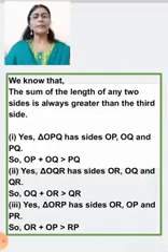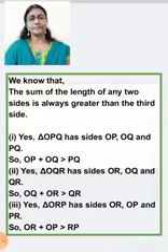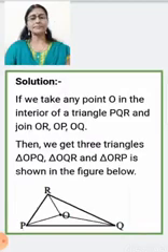In triangle OPQ has sides OP, OQ and PQ. And OP plus OQ is greater than PQ. And then you will write down in bracket, the sum of the length of any two sides is always greater than the third side. Same way now, the next one you will see here, the question is OQ plus OR is greater than QR.